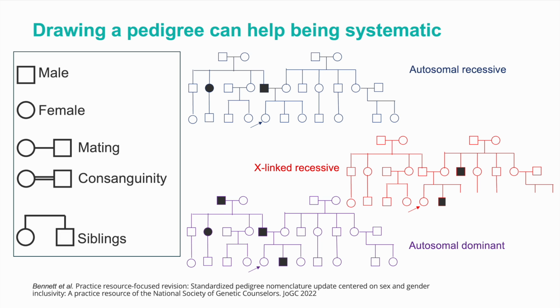There are now updated nomenclatures centered on sex and gender inclusivity that you are welcome to go and look in this paper from 2022. I draw here a very simple pedigree and copied it 3 times, just changed who is affected. So the ones who are affected are painted here in black, and the ones that are unaffected are empty circles and squares. The proband, your patient, is marked with an arrow, and in the top pedigree, you can see that your patient is a priori healthy.